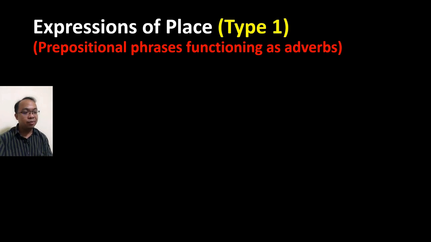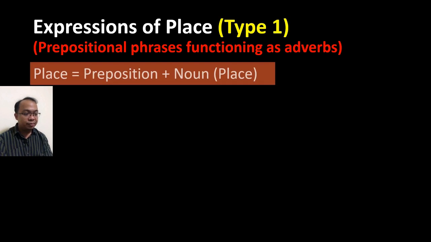Expressions of place, type 1. Wow. Maybe we have so many different types of expressions of place, right? That's why we have type 1 here. Okay, so what is our expression of place type 1? It is a prepositional phrase functioning as an adverb. Actually, when we see it, it is a prepositional phrase, but it functions as an adverb. So what is it like?